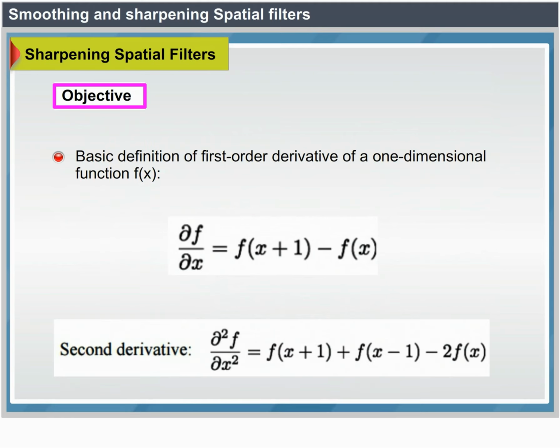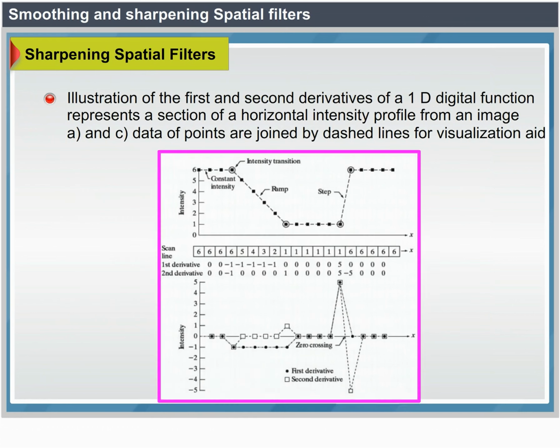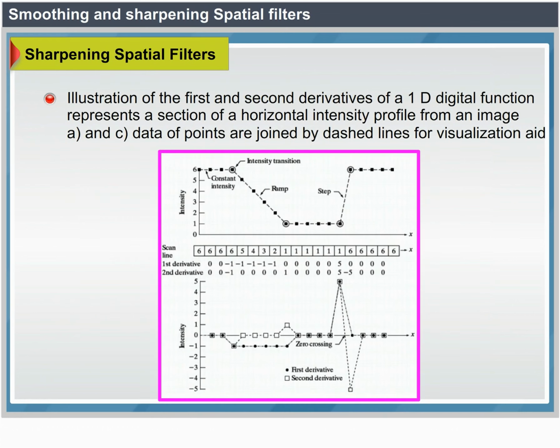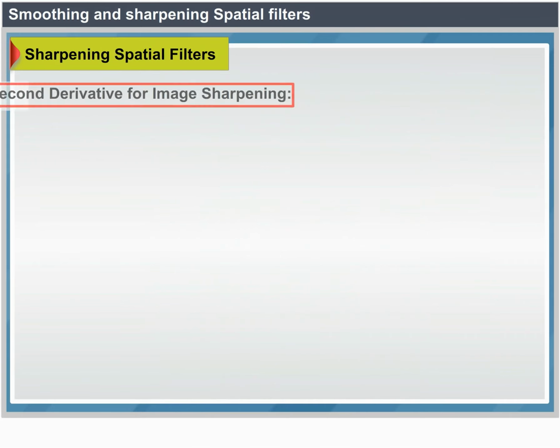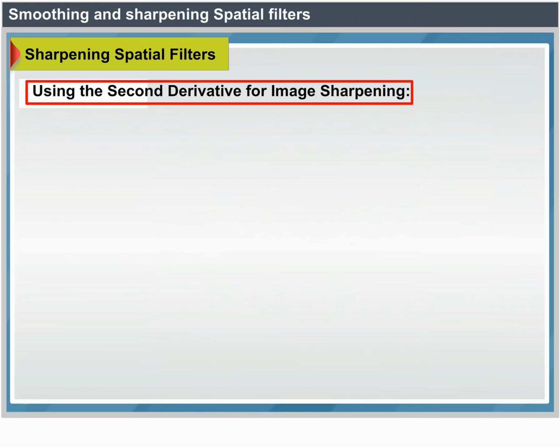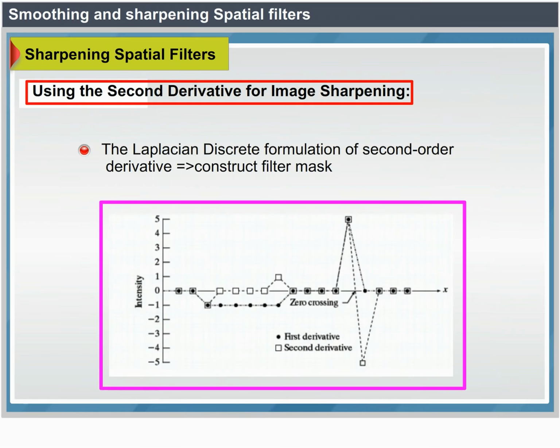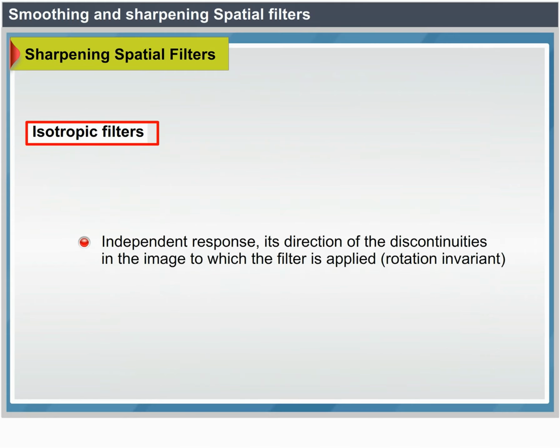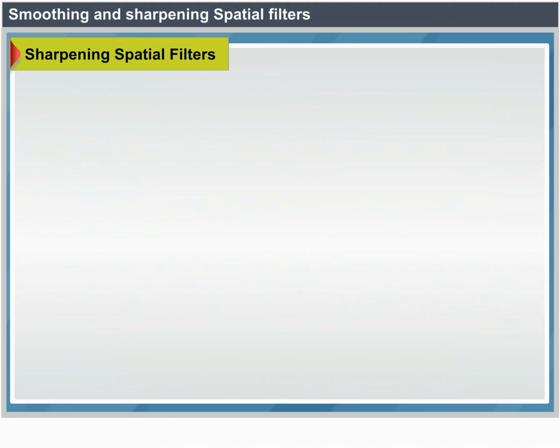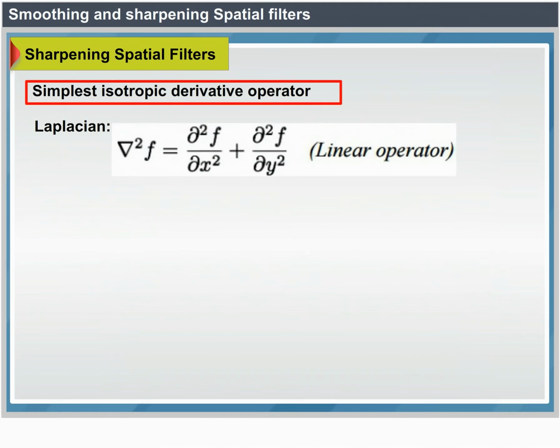Isotropic filters: the response is independent of the direction of the discontinuities in the image to which the filter is applied, that is, rotation invariant. The simplest isotropic derivative operator, the Laplacian, is shown on screen. Laplacian masks. Isotropic result for rotations in increments of 90 degrees. After incorporation of the diagonal directions, isotropic result for rotations in increments of 45 degrees. C: negative mask for rotations in increments of 90 degrees. D: negative mask for rotations in increments of 45 degrees.